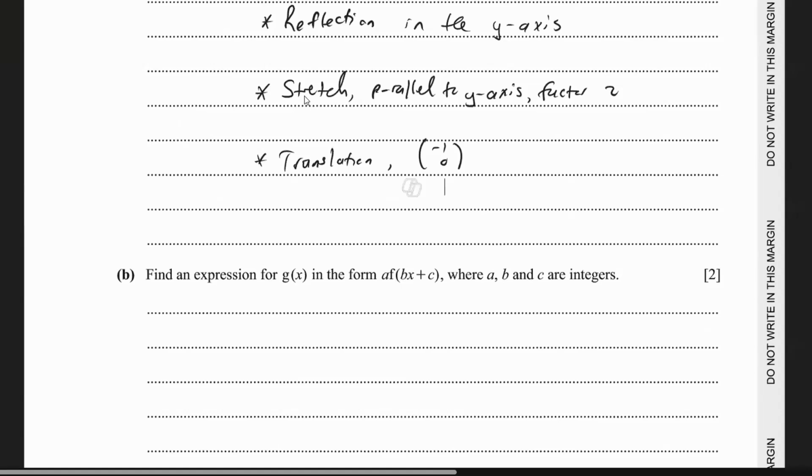Part B then says, find an expression for g of x in the form a of f of bx plus c, where a, b, and c are integers.